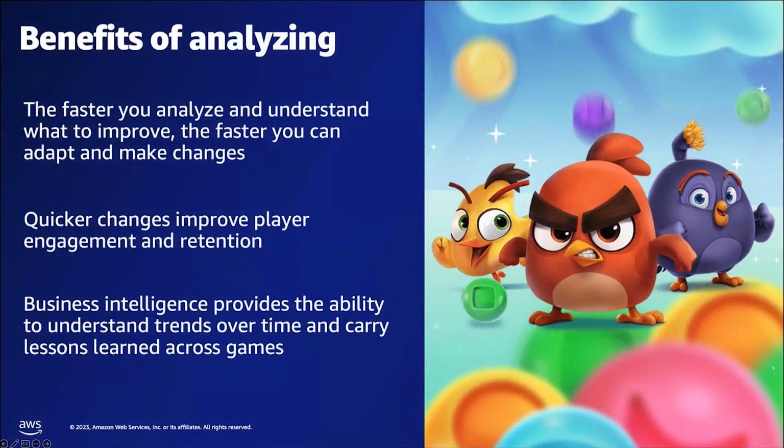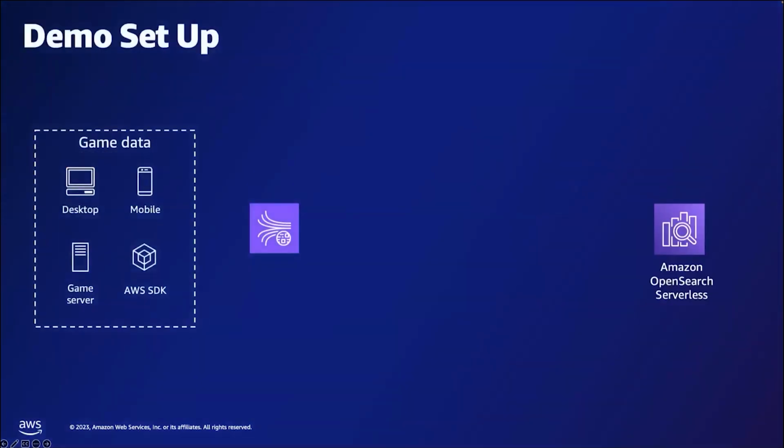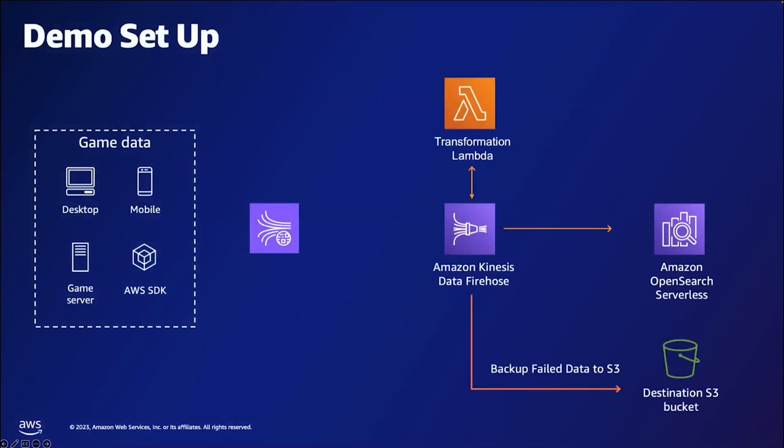So let's see how this can actually work within Amazon OpenSearch Serverless, and how the whole picture comes into play through a quick demo. Now, the basic demo that we're going to show today, just to get you all started, is a simple demo of bringing data in from your game data and getting it into OpenSearch Serverless using Kinesis Data Firehose as well as Kinesis data streams to get that data in.